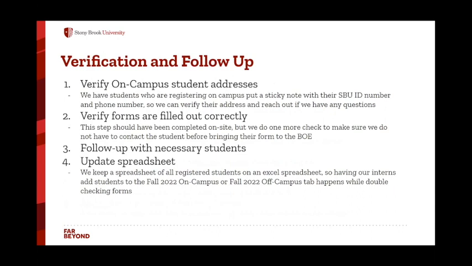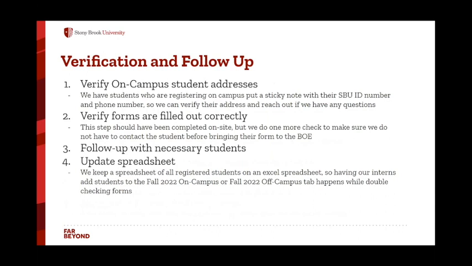Like I said, we verify all of our student addresses so that we make sure that everyone's registering to vote correctly, making sure they're all filled out correctly, following up with necessary students. And then we also keep a spreadsheet. As we're doing that, we'll spot check the forms, enter all the registered voters into a spreadsheet for on campus and off campus so that we can send important information by pulling everyone's email and sending them information as election day is coming up.